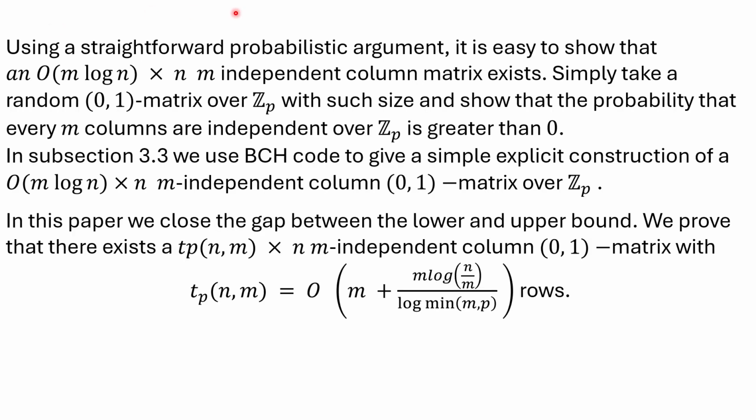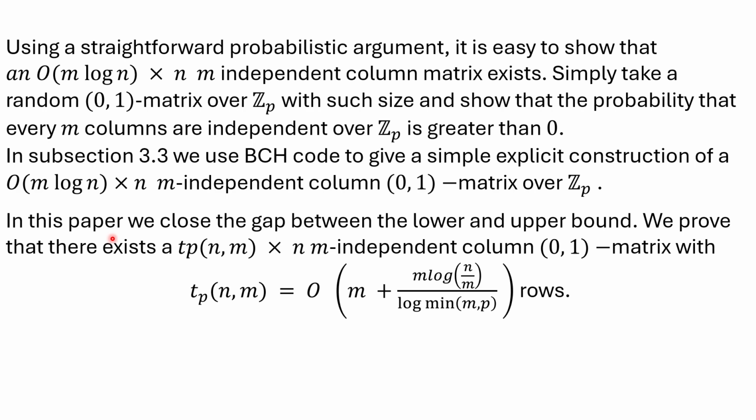Using a straightforward probabilistic argument, it is easy to show that an O(m log n) × n m-independent column matrix exists. Simply take a random 0-1 matrix over Zp of such size and show that the probability that every m columns are independent over Zp is greater than 0. So if the probability is greater than 0, then such a matrix definitely exists. In subsection 3.3, we use BCH codes to give a simple explicit construction of an m log n × n m-independent column 0-1 matrix over Zp.